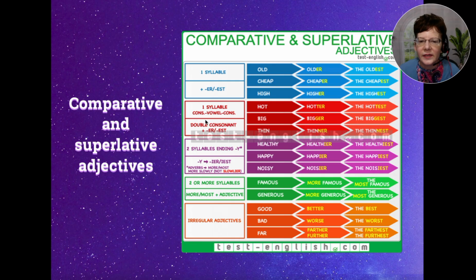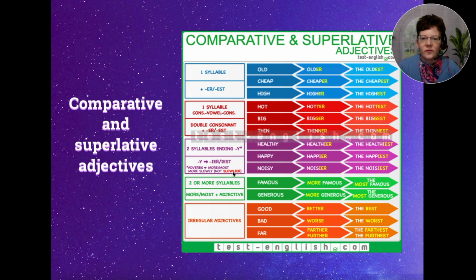All right, so for a one syllable word that ends in consonant, vowel, consonant, such as hot, big, thin, what we do is double the last letter, so hotter. So we have two T's, and then that's the comparative. For the superlative, it's the same. It's hottest, but with two T's. Same with big, bigger, biggest, thin, thinner, thinnest. So we're doubling the last consonant here.